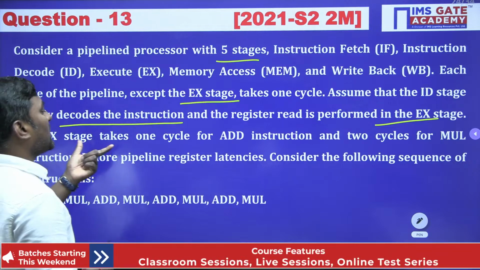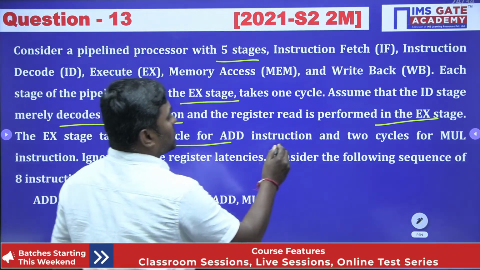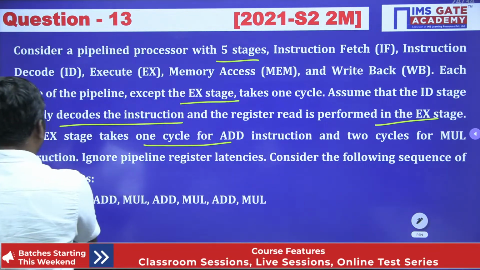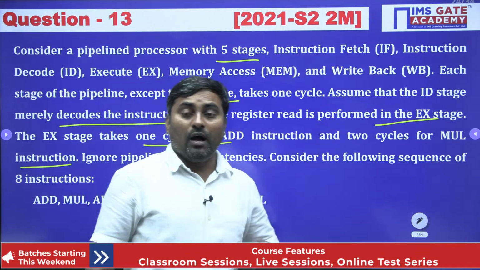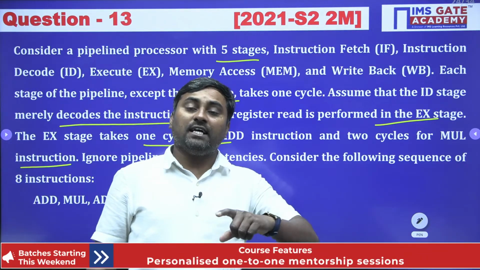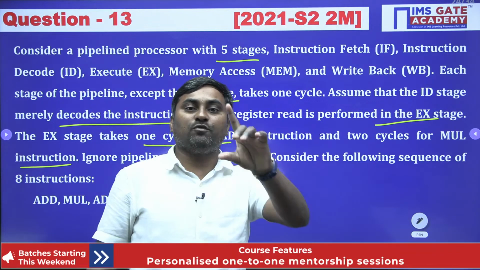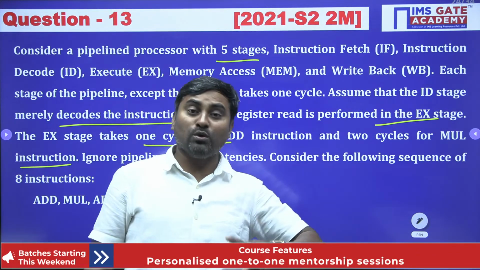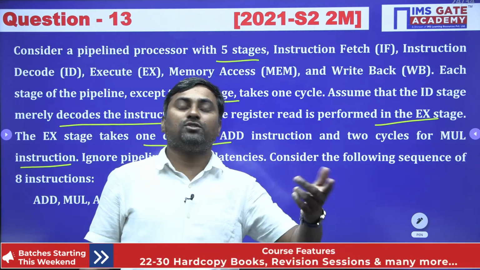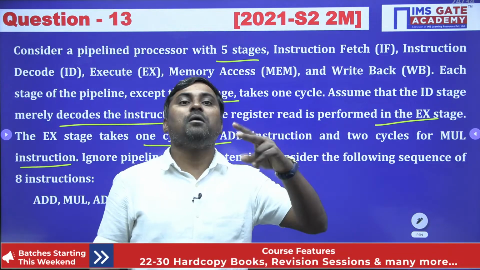The execution stage takes 1 clock cycle for an addition instruction and 2 clock cycles for a multiplication instruction. Please observe, other than the execution stage, all stages take 1 clock cycle only, but the execution stage takes 1 clock for addition and 2 clocks for multiplication.